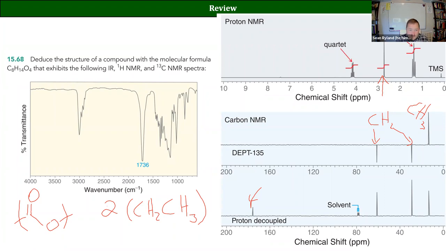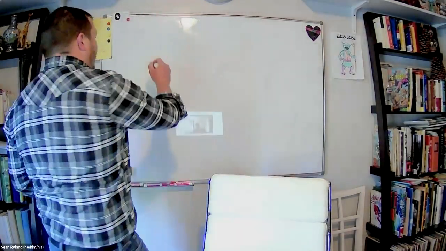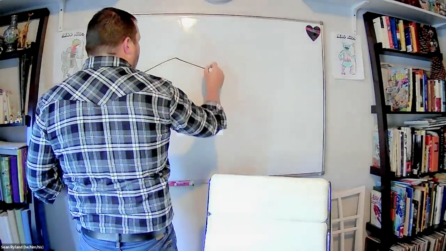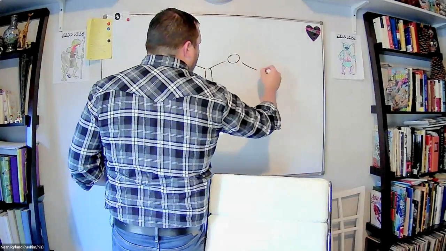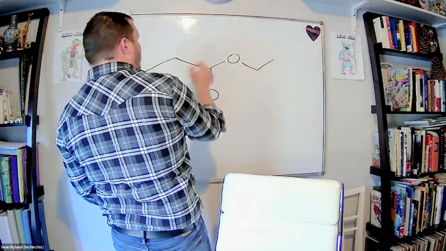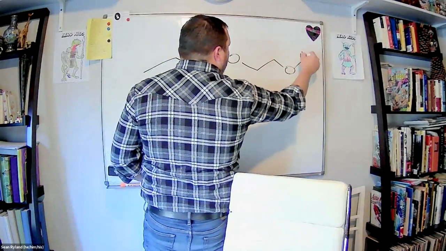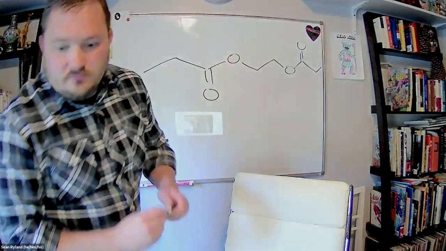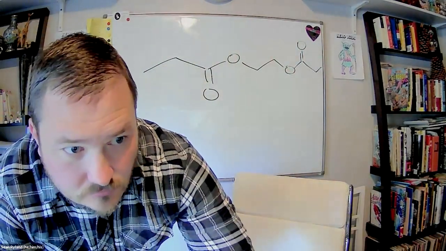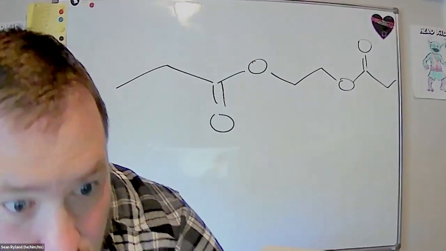So remember, when we get to this point, if we're not seeing exactly how we can do it, try drawing structures, and then ruling them out. So high degree of symmetry, two ethyl groups. My first thought might be something that looks like this, and then repeat it again. 1, 2, 3, 4. Is that going to work?